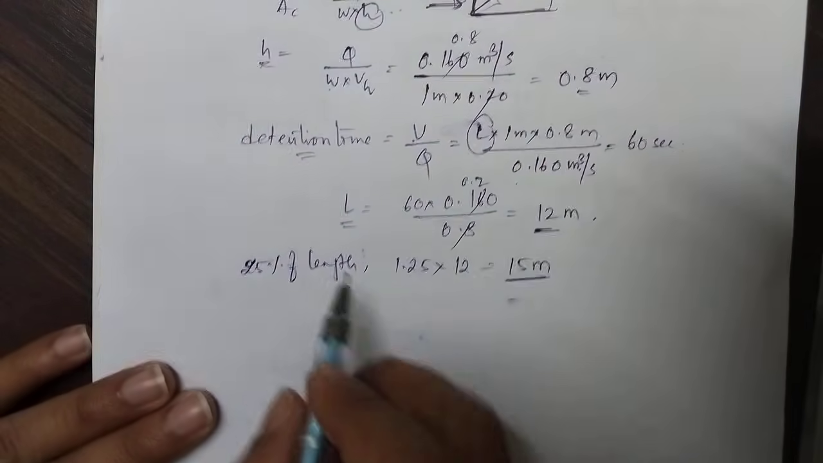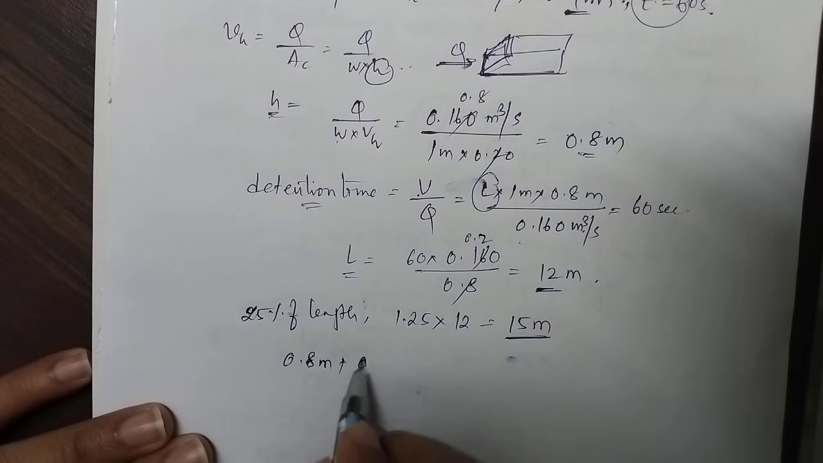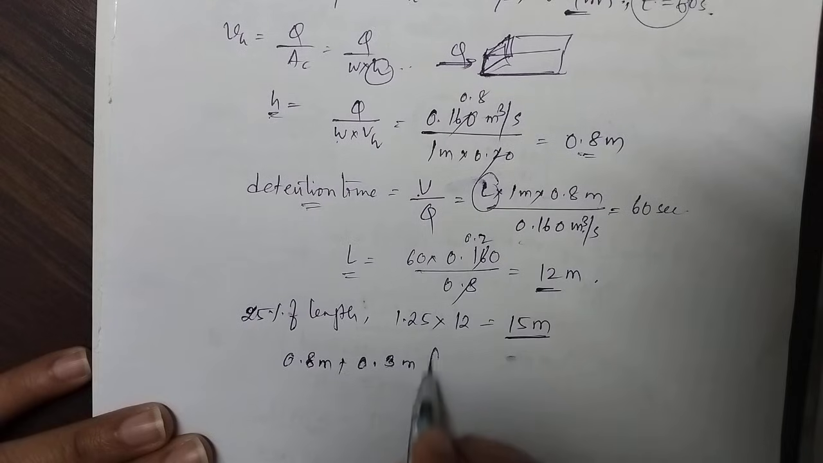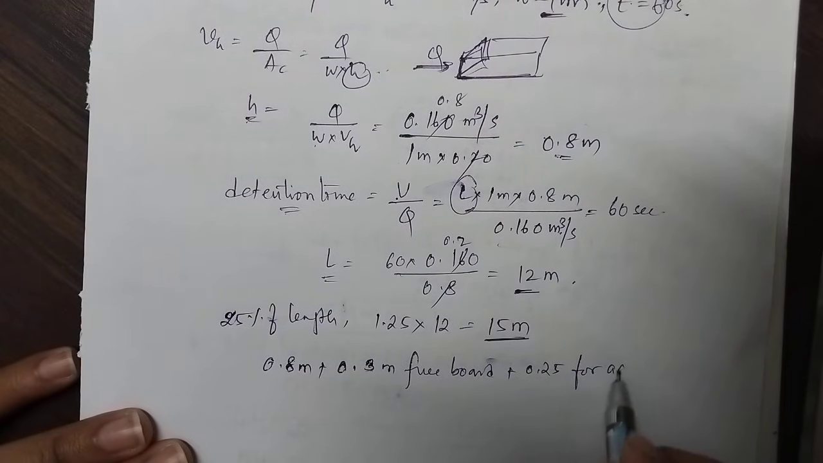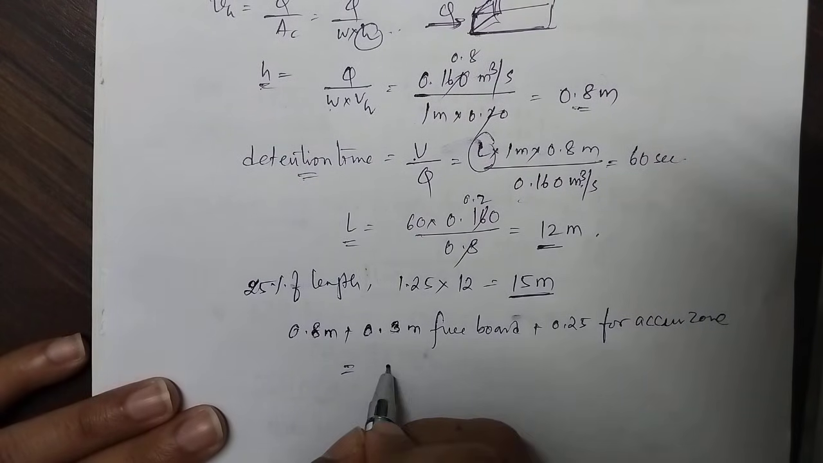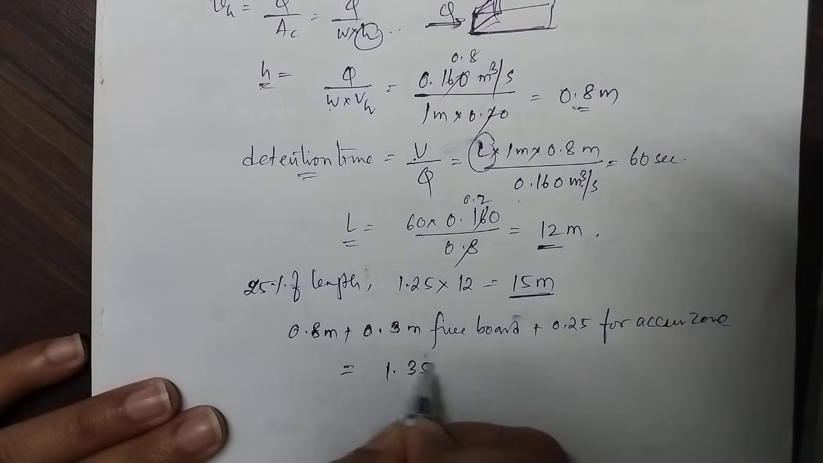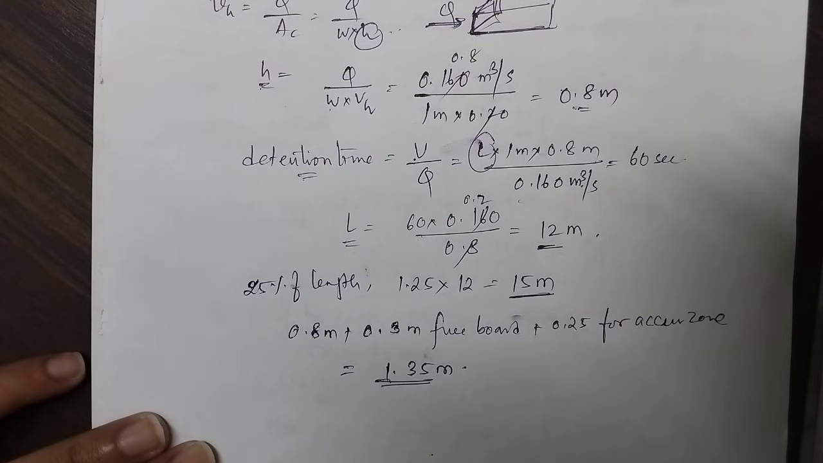Then height is, we got 0.8 meters plus extra 0.3 meters freeboard plus 0.25 for accumulation zone. So total it would be 1.35 meters. That's it. Okay.